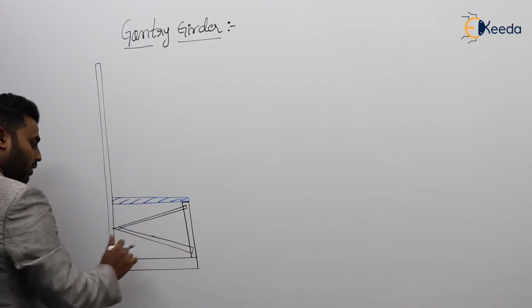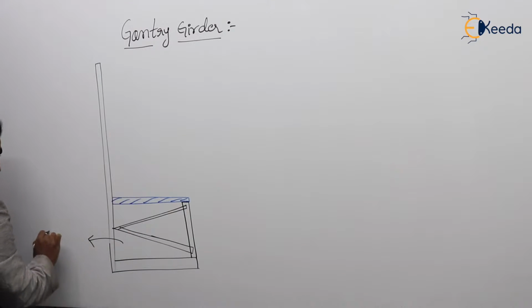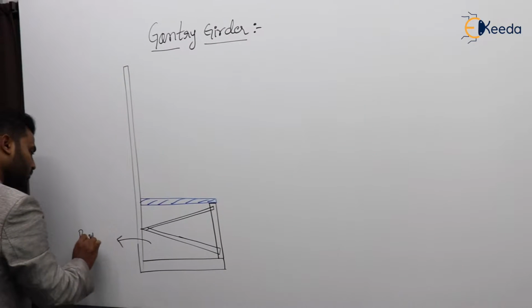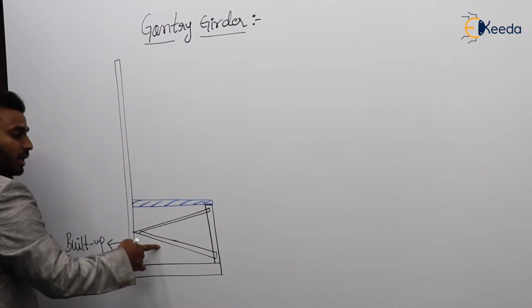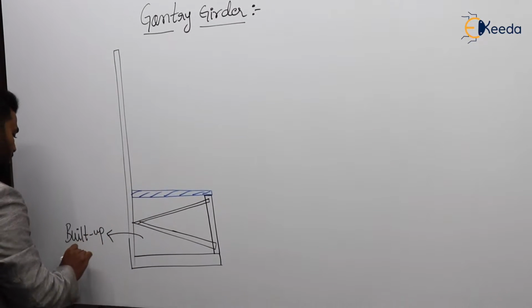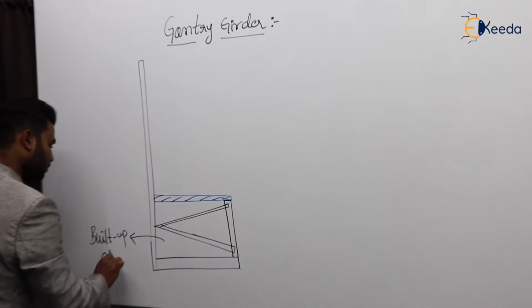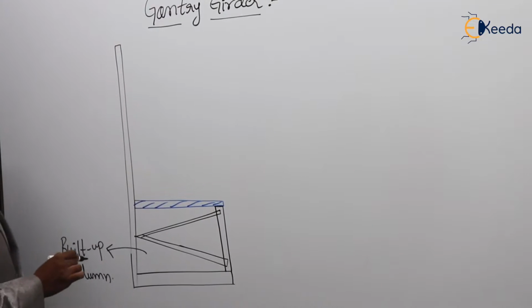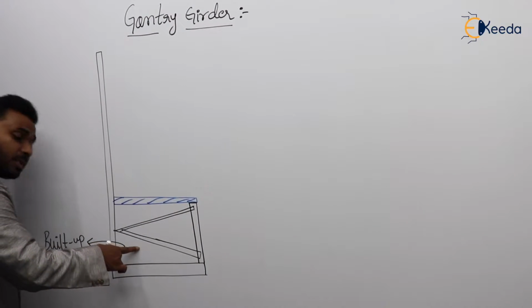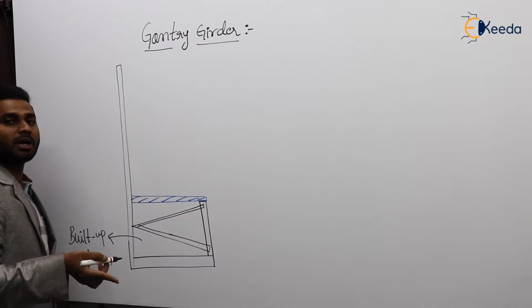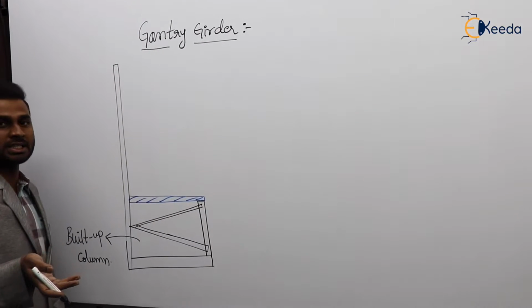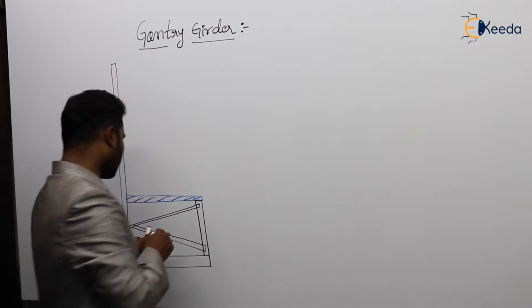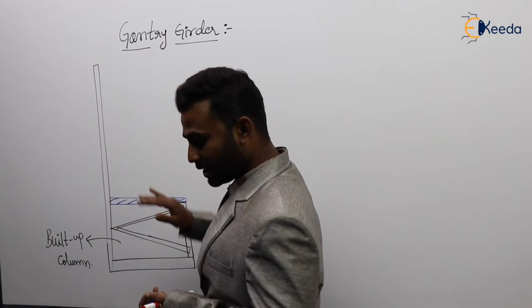So this is the built up column. Here we have provided the built up column by using lacing. Now we are going to place our gantry girder on this built up column. We know what is meant by built up column and the techniques used for building a column. We have discussed all those in detail, that is lacing and batten. Clear? So on this built up column, we are going to place our gantry girder.